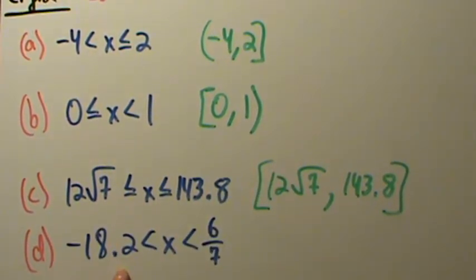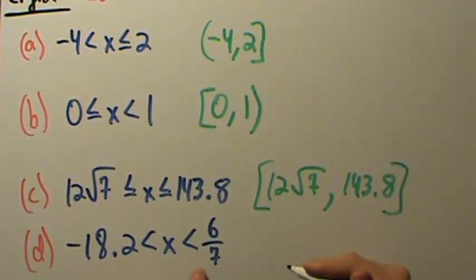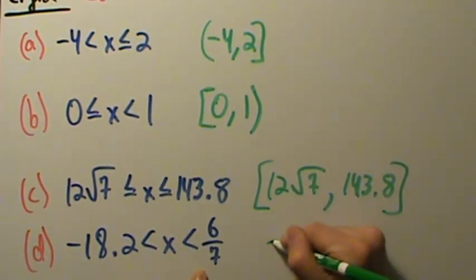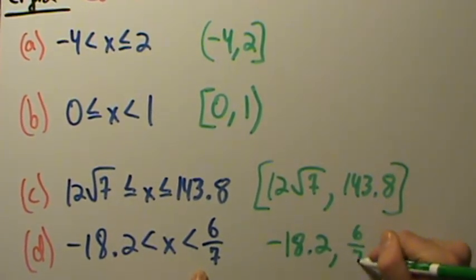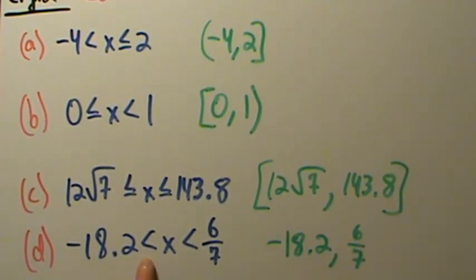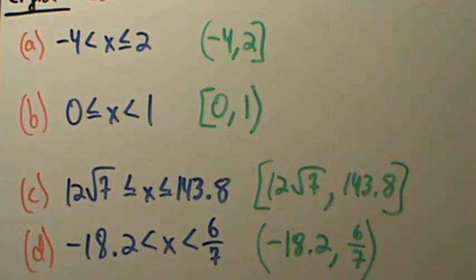How about over here, -18.2 less than x, less than 6/7. We write the smaller number first, -18.2, and then comma 6/7. And here, strict inequality: -18.2 is strictly less than x, so round parenthesis. x is strictly less than 6/7, so round parenthesis, okay? And that's it for part D.